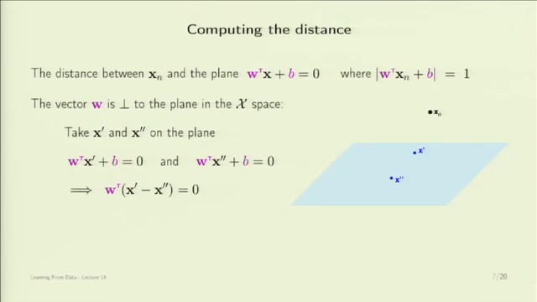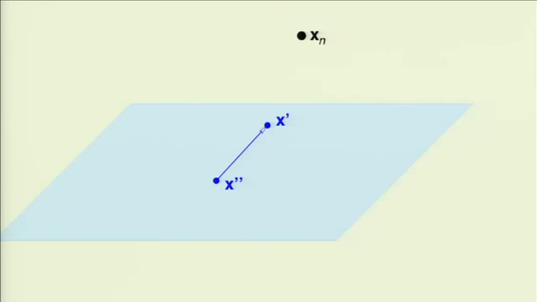So when you see an equation like that, your conclusion is what? Your conclusion is that W as a vector must be orthogonal to X dash minus X double dash as a vector. So when you look at the plane, here is the vector X dash minus X double dash. Let me magnify it. And this must be orthogonal to the vector W.